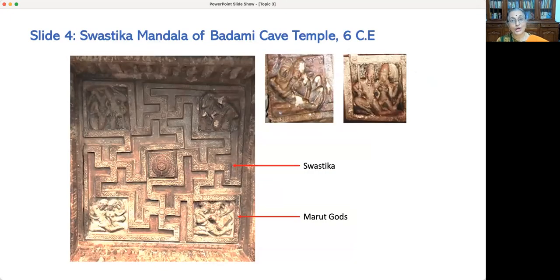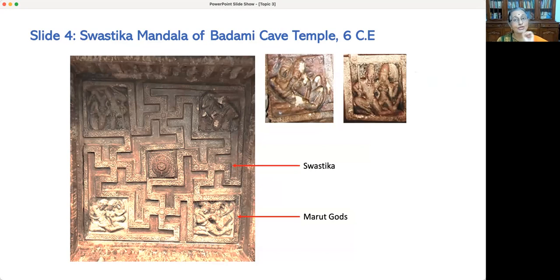Slide 4 shows a square mandala made in a rock-cut cave during 6th century CE. It's in a place called Badami in South India. This is the swastika square mandala at Badami Cave Temple. The inner roof of the rock-cut cave has a mandala of 9 square grids. The central design has 4 interconnected swastikas around it.